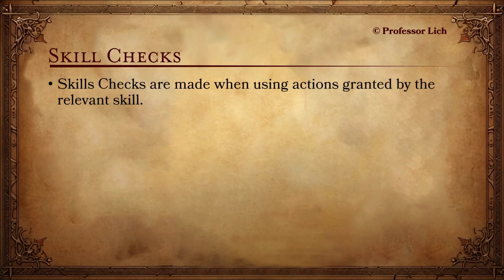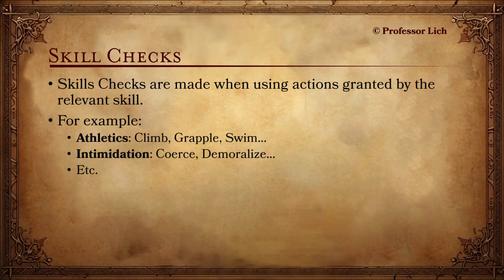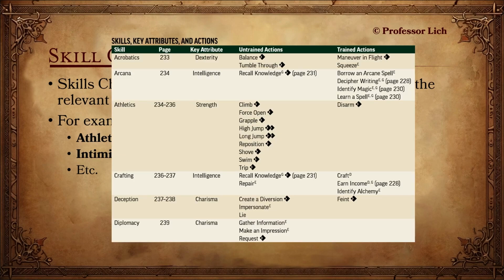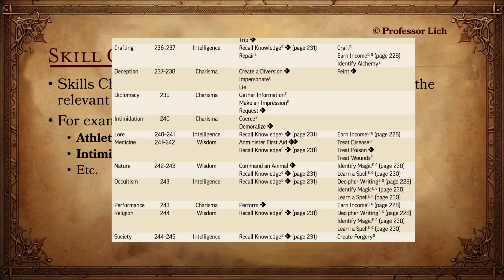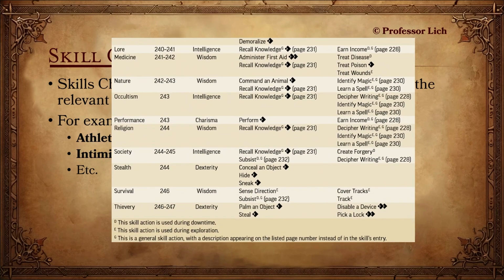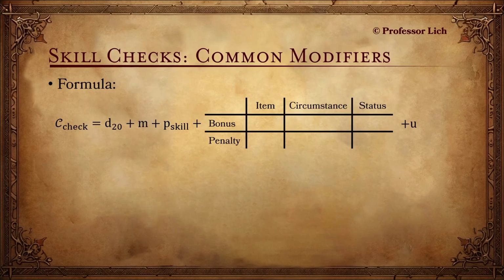Skill checks. Skill checks are made when you're taking an action that is granted by the relevant skill. So if you consult your player core textbook, you'll see that athletics grants you actions, for example, like climb, grapple, swim, and so on. With intimidation, you can use actions like coerce, demoralize, and so on. So if you look for a table like this, you will see all the actions listed, as well as the circumstances in which they're used. Are they during encounters? Are they exploration, downtime, and so on?